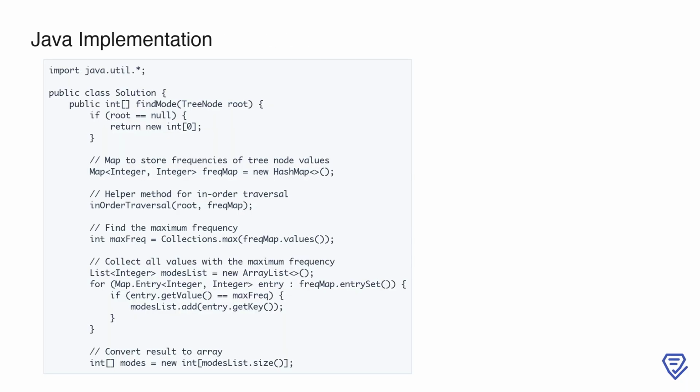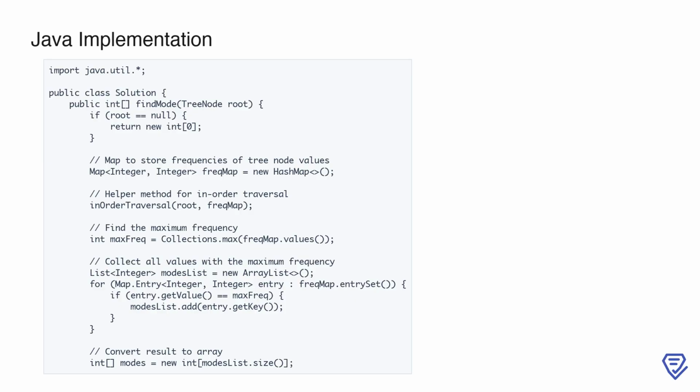To solve the problem of finding the mode in a binary search tree, we start by importing the necessary utilities and defining the solution class. Within this class, we have the findMode method, which is the main function. The first step is to check if the root of the tree is null. If it is, we simply return an empty array since there are no values to process.